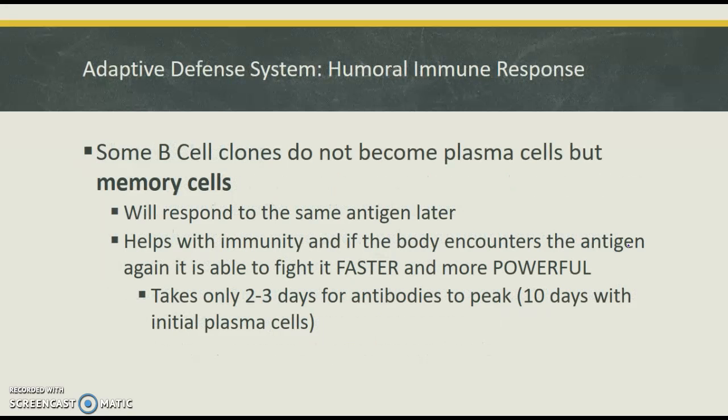But some B cells don't actually become plasma cells. They become what we call memory cells. And these are going to be able to respond to the same antigen later. So if you have a strain of the flu one year and you come into contact with that same strain the next year, these B cells already know what antibodies to make when they come into contact with that foreign invader. So now instead of taking 10 days for antibodies to peak, it only is going to take 2 to 3 days. So you're able to fight that infection and foreign invader faster and more powerfully than previously.